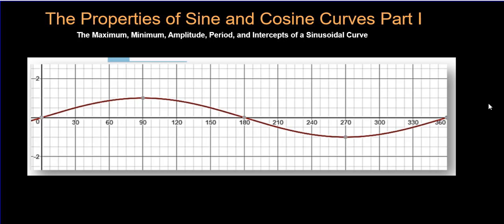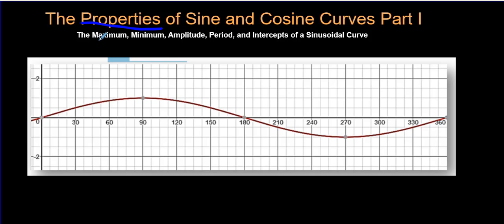Okay, this video is part one of two parts. In this video, we're going to talk about the properties of a sine and cosine curve. Some people call this a sinusoidal curve. Any kind of curve like this that repeats itself over and over again, I guess they call that periodic, when it keeps repeating itself over and over again.